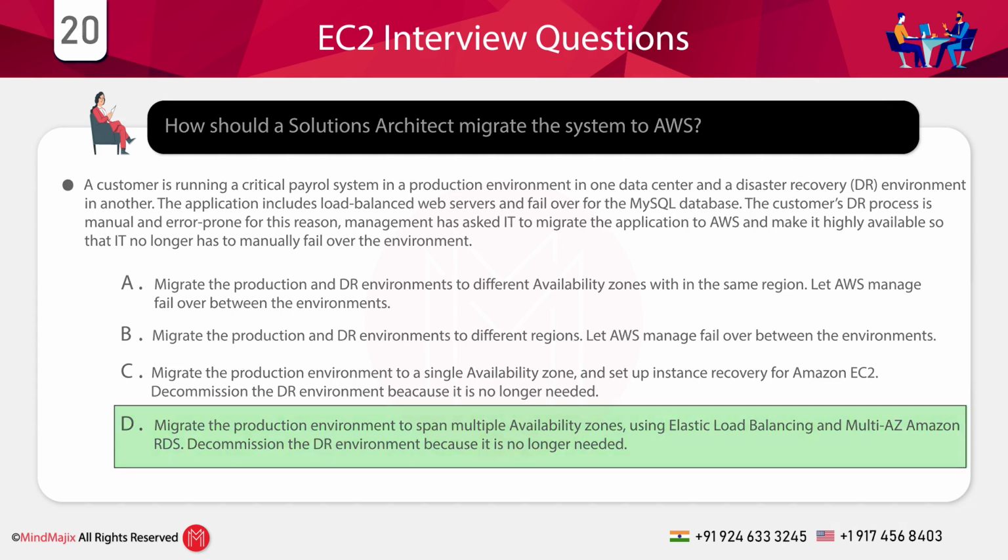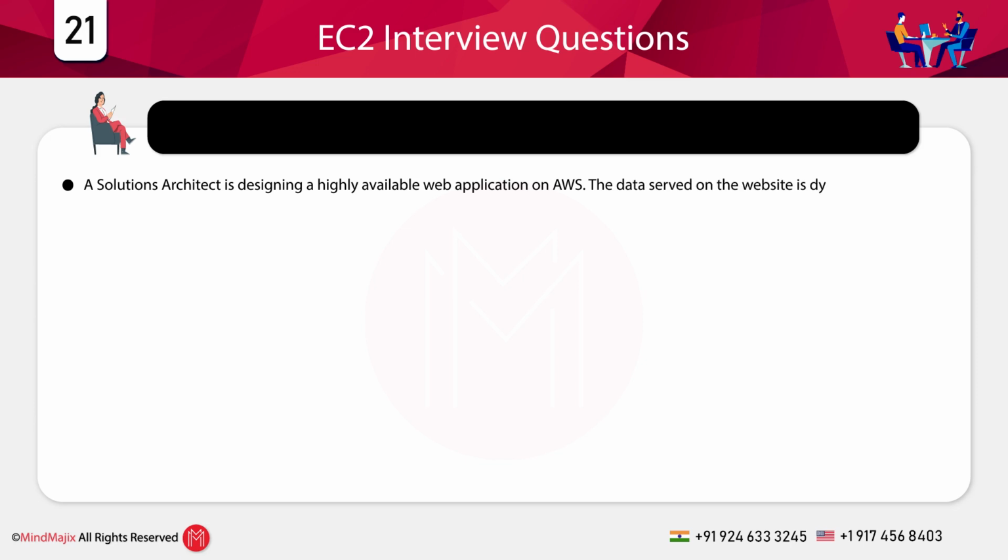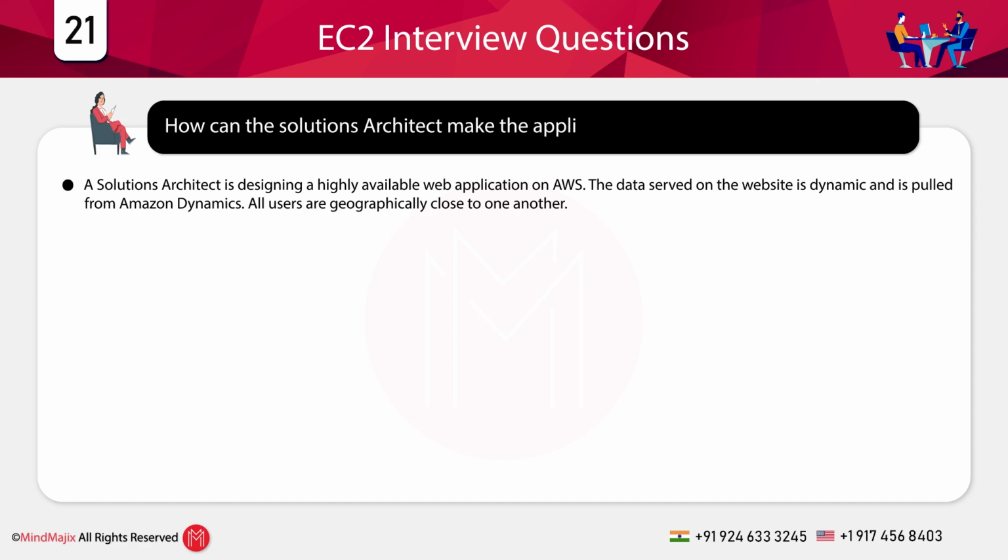Let's see question number 21. A solution architect is designing a highly available web application on AWS. The data served on the website is dynamic and is pulled from Amazon DynamoDB. All users are geographically close to one another. How can the solution architect make the application highly available?